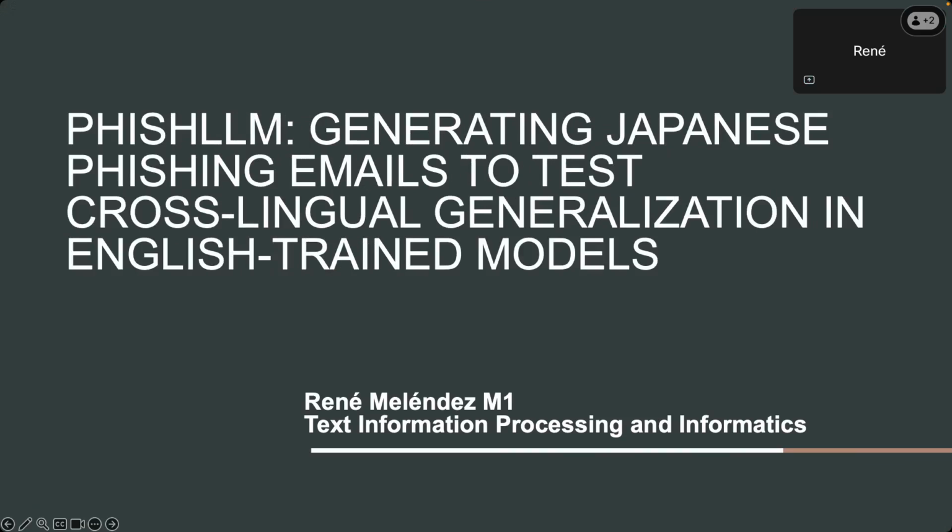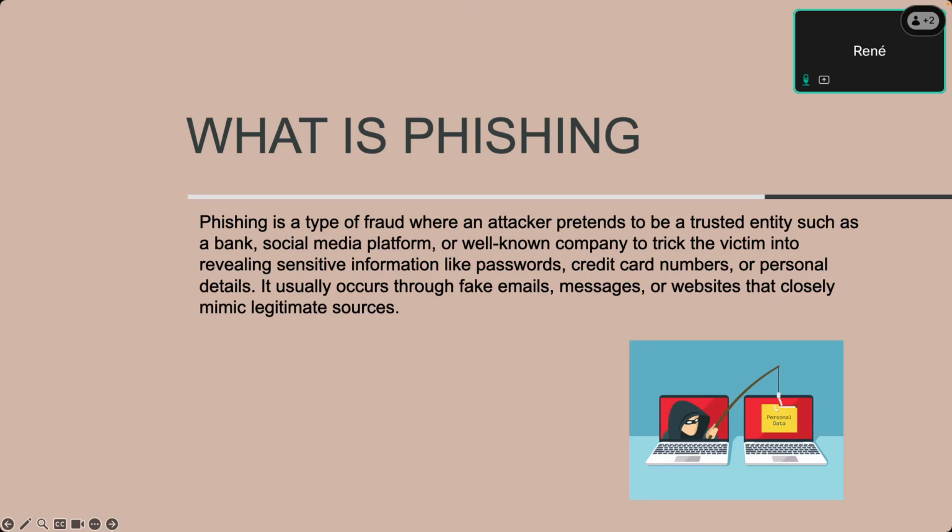So the topic that I'm going to talk about today is about Fish LLM, generating Japanese phishing emails to test cross-lingual generalization on English trained models. But let's do a little bit of a recap.